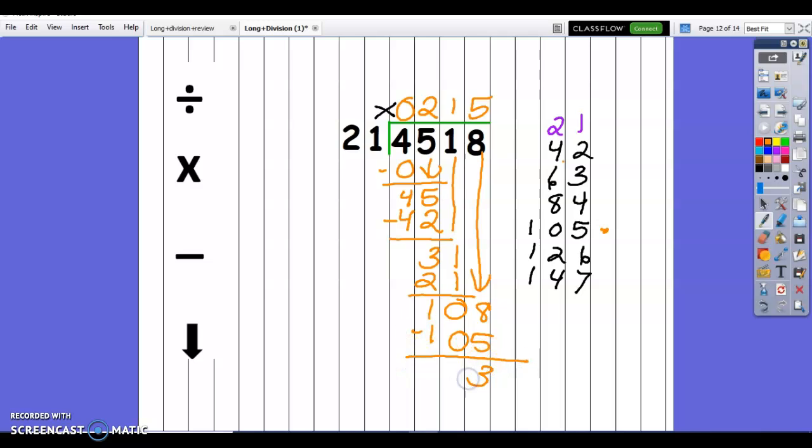Bring down that 3. And I have nothing left to bring down. Here is my remainder of 3. Now, if you're like, oh, I need to check my work, remember you can always work backwards and go into multiplication. Again, we are reviewing your steps of division.